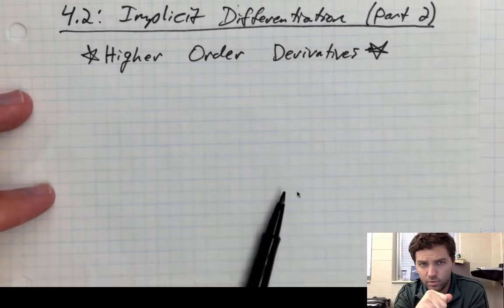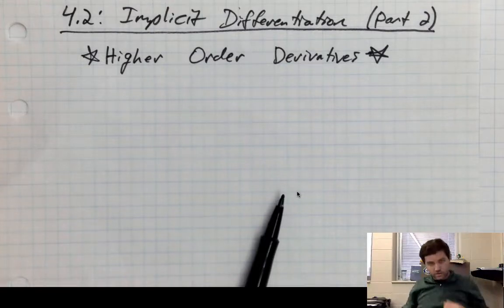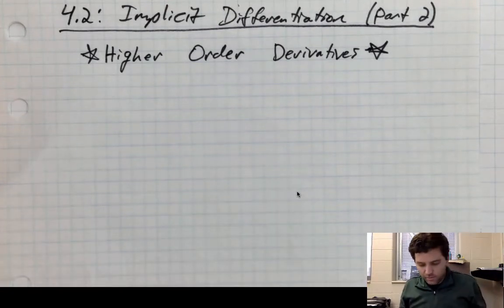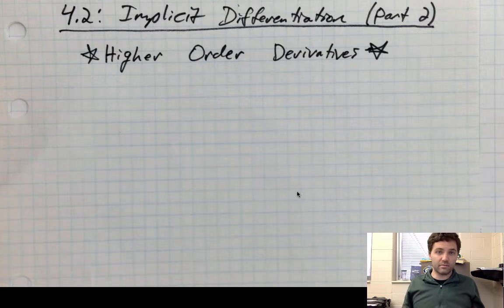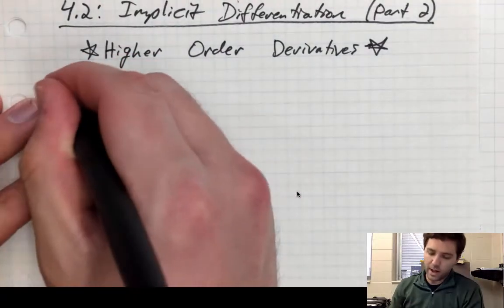All right, higher order derivatives and implicit differentiation. That's what our part 2 lesson here is going to be. Higher order derivatives, basically we just mean we're going to find the second derivative in implicitly defined equations. All right, so let's just get started.